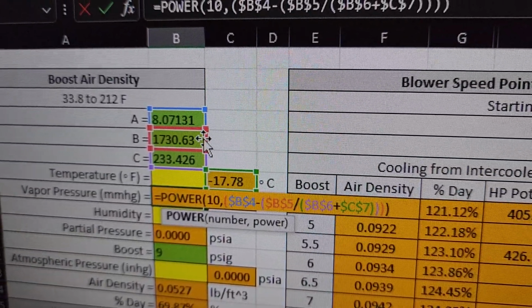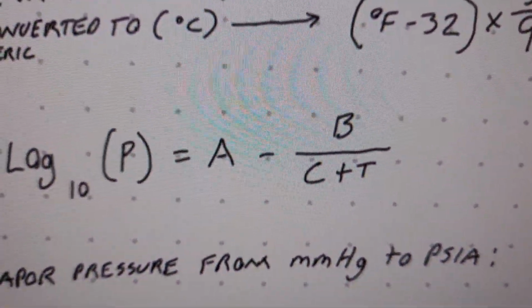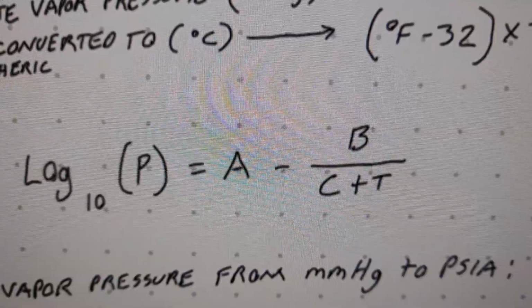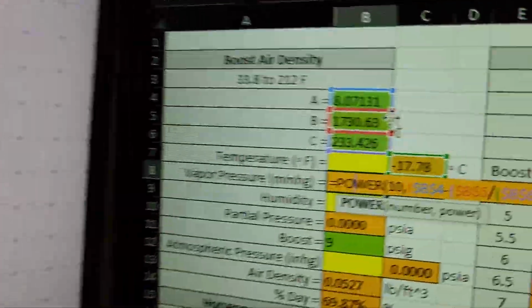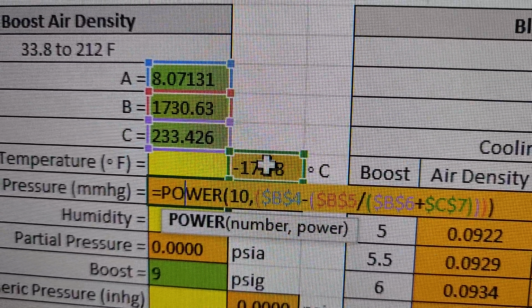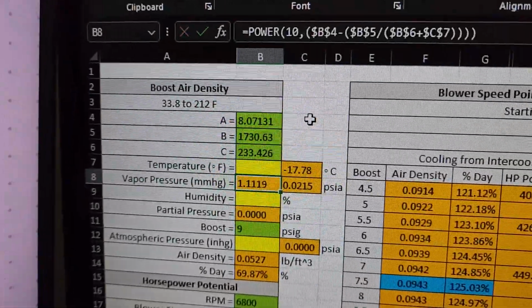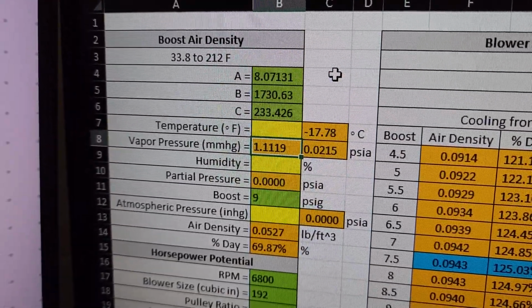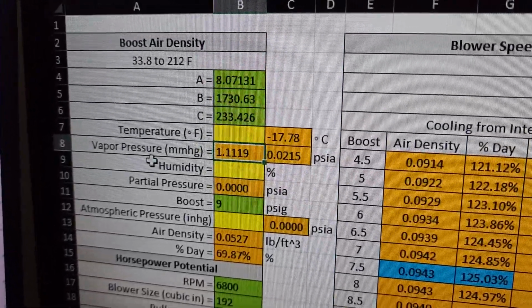So alpha, right? And then you're going to minus Bravo over Charlie plus Tango, which is temperature. And the temperature that you're going to be using is your degrees Celsius. Okay? So once you do that, that's going to give you your mmHg.